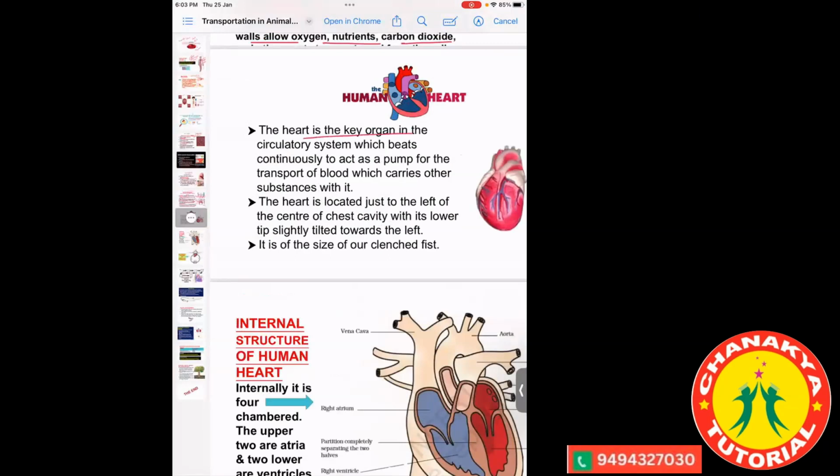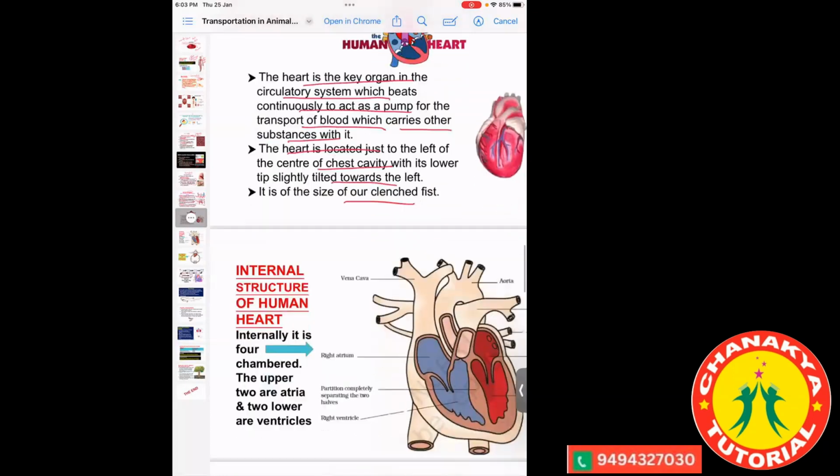So the heart is a key organ in the circulatory system which beats continuously to act as a pump for the transport of blood, which carries other substances with it. The heart is located just to the left of the center of the chest cavity with its lower tip slightly tilted towards the left. It is the size of our clenched fist. So basically, it is of the size of a fist.